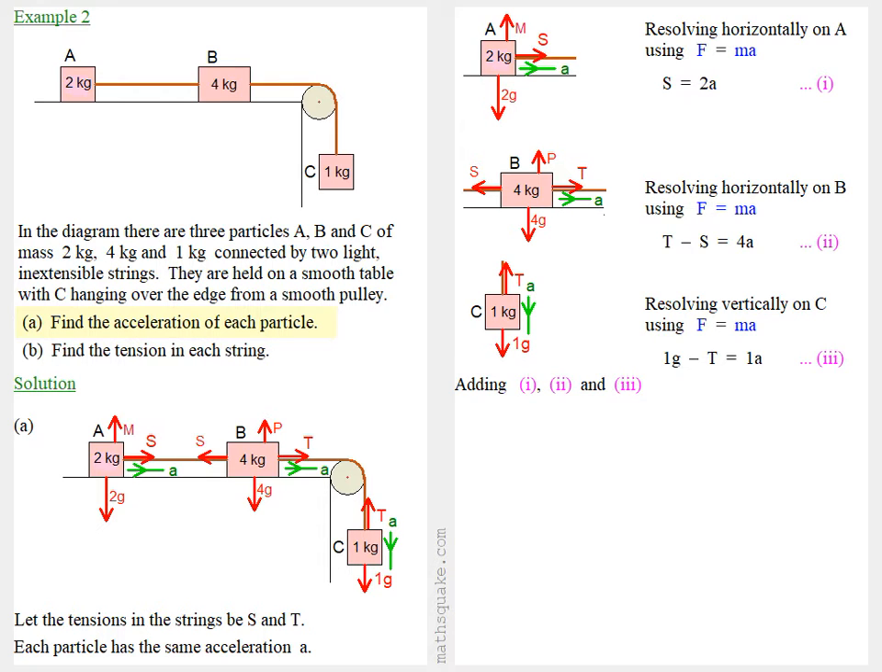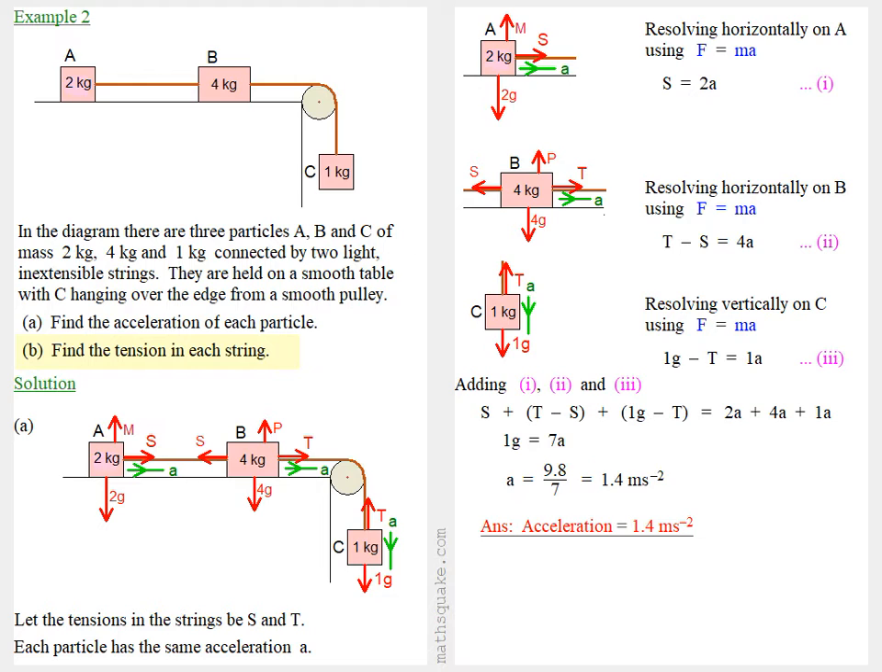So if we add equations 1, 2 and 3, we get S plus T minus S plus 1g minus T equals 2a plus 4a plus 1a. And that simplifies to 1g equals 7a, or a is equal to g over 7, which is 9.8 over 7, which is 1.4. So the acceleration is 1.4 meters per second squared.